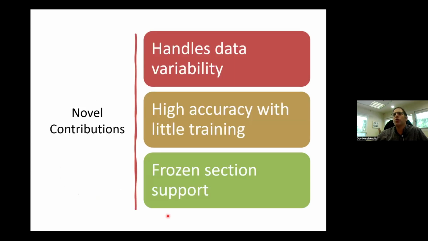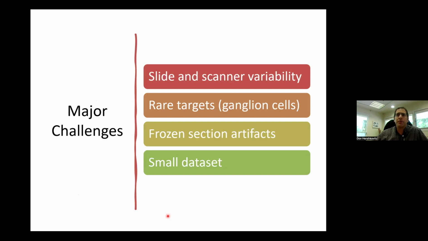The novel contribution in our view was that it handled different types of data. I will say a few words about it later. It was with high accuracy, and it also supported frozen section. I have a slide about it. And the challenges, as we said, were the slide and scanner variability. Different hospitals use different staining protocols for the slides, so there are some differences in the staining intensity and in the contrast.